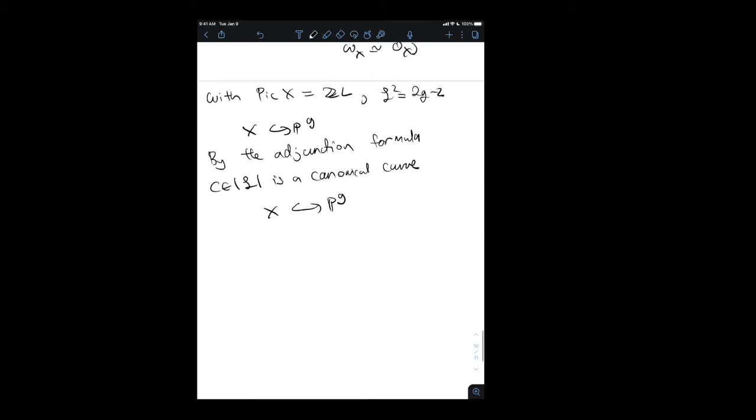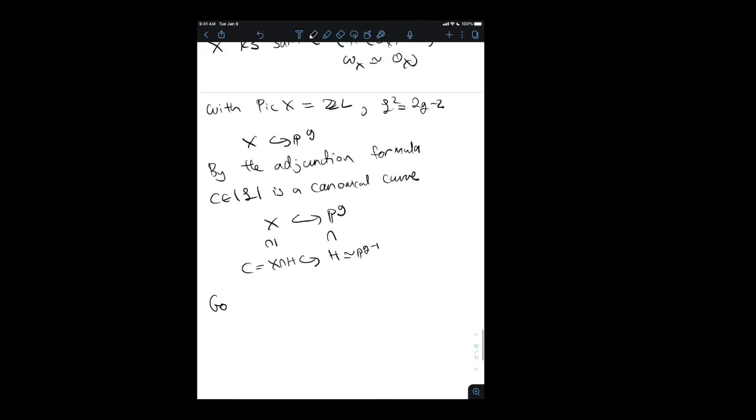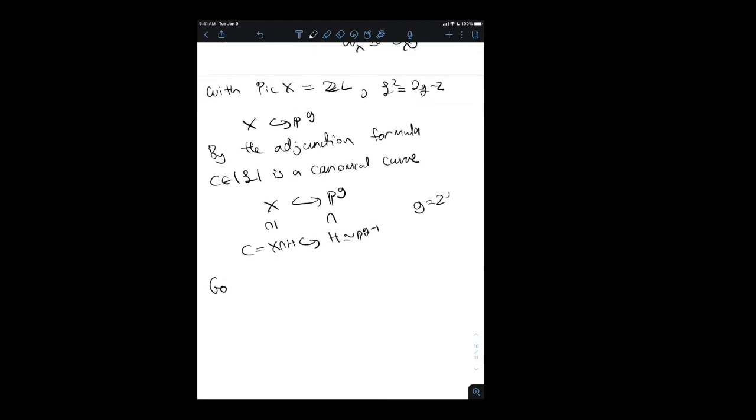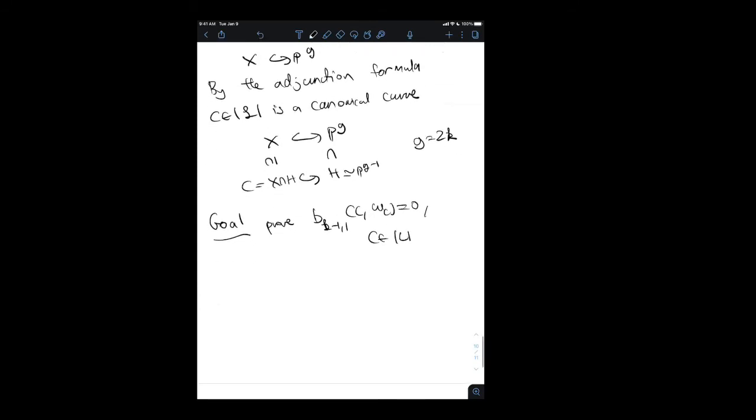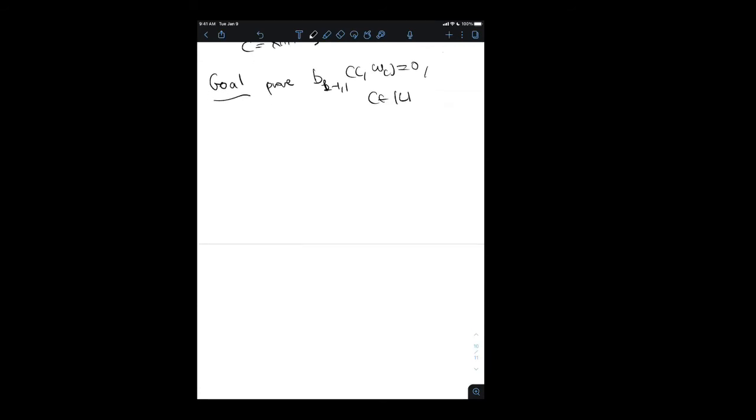And so maybe here's a diagram. We take some hyperplane, then we intersect it to get a canonical curve. And then our goal, let's set g to be 2k. Then our goal is to prove B_{k-1,1}(C, omega_C) equals 0 for a curve C in L. And then you can check that the Betti numbers of the K3 surface are the same as the Betti numbers of the curve. This is called the hyperplane restriction theorem. It's not so hard to check.